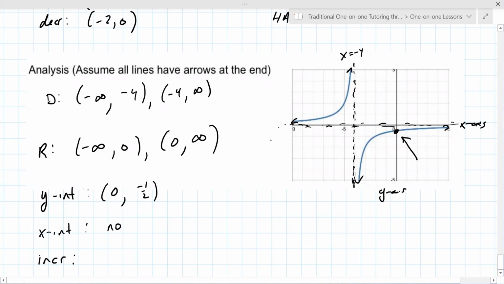Now let's look at where it's increasing. Increasing means it's going up and to the right. Do you see how this part on the left here is always going up and to the right? So that is increasing. It's increasing from -infinity to that x value, -4. Now, how about over here? Is this going up and to the right? Yes. So -4 to infinity as well.